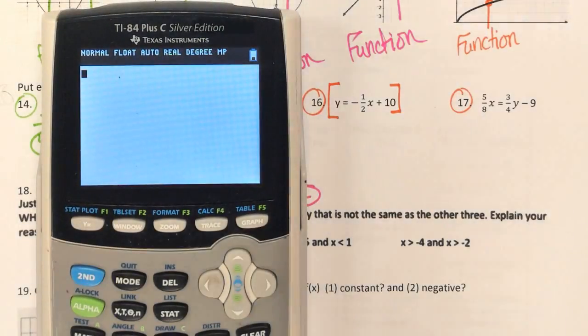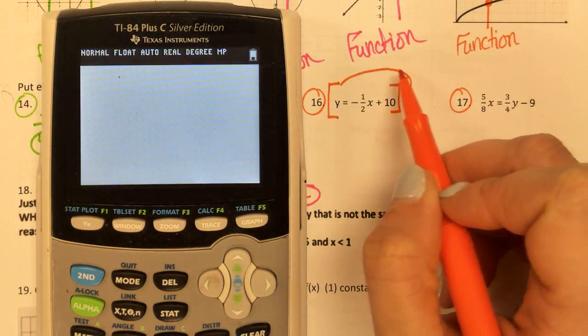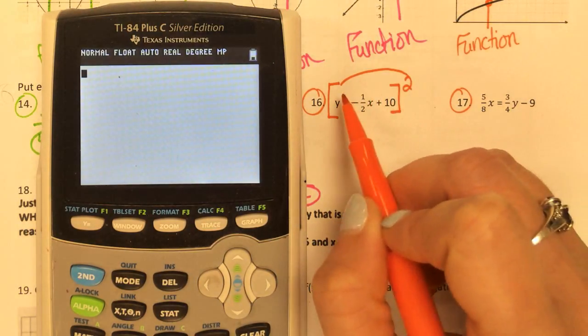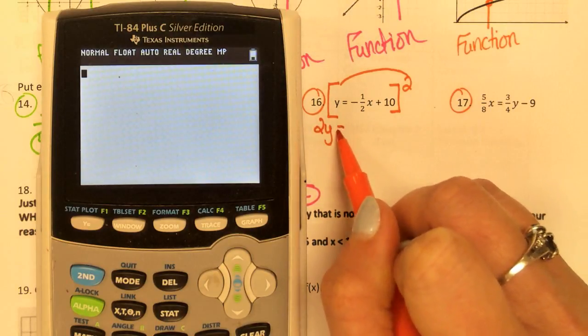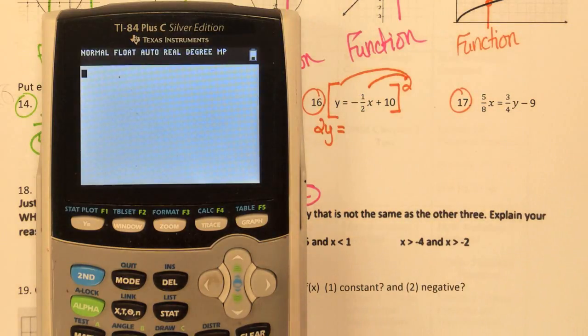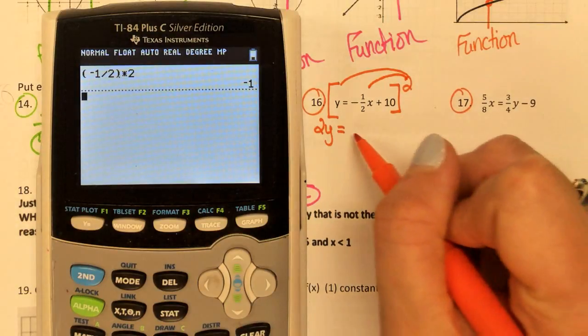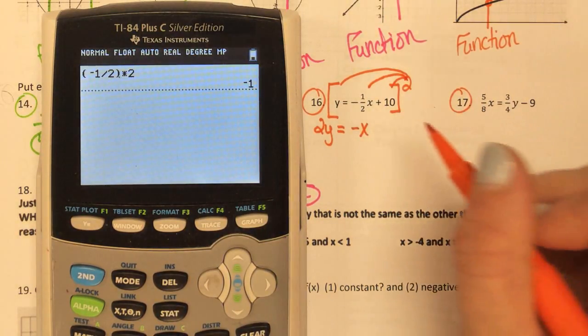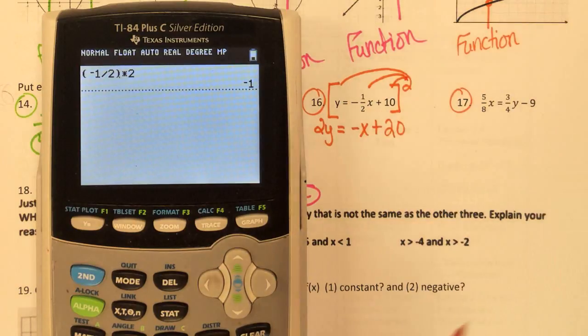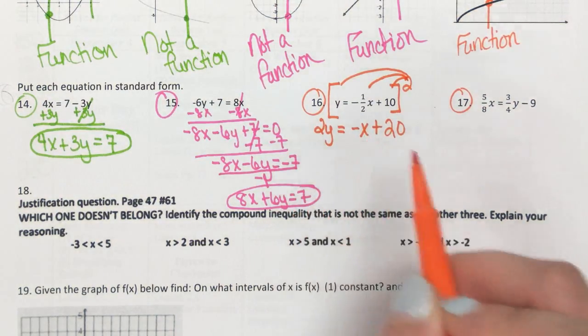By 2. Very good. All right, now this is where some of us messed up on our test. You tried to only multiply the fraction by 2. You have to multiply everything by 2. So that'll give you 2y equals, and if you don't know what that is, use your calculator. Parentheses, negative 1 divided by 2, close parentheses, times 2. What do you get? Negative 1 or negative x. And then you have to multiply the 10 by 2. That gives you 20. All right, standard form, you have to have the x and the y on the left-hand side. So you need to do what?